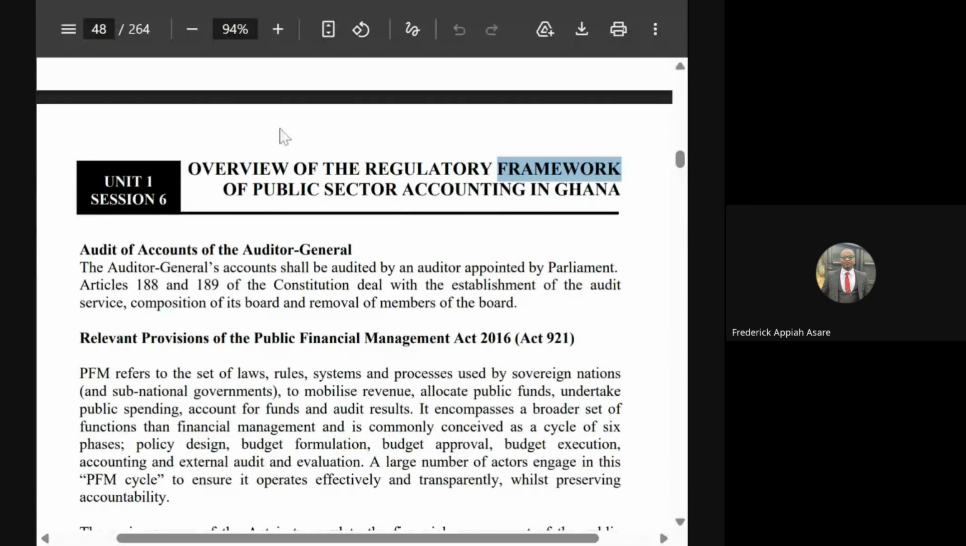Now let's look at the audit of accounts of the Auditor General. That is also stipulated in Articles 188 and 189 of the Constitution. The Auditor General's account shall be audited by an auditor appointed by Parliament. So the fact that they are auditing other people doesn't mean that their accounts will not be audited also. Parliament will appoint someone to audit the accounts of the Auditor General to see whether they are doing the right thing or not.